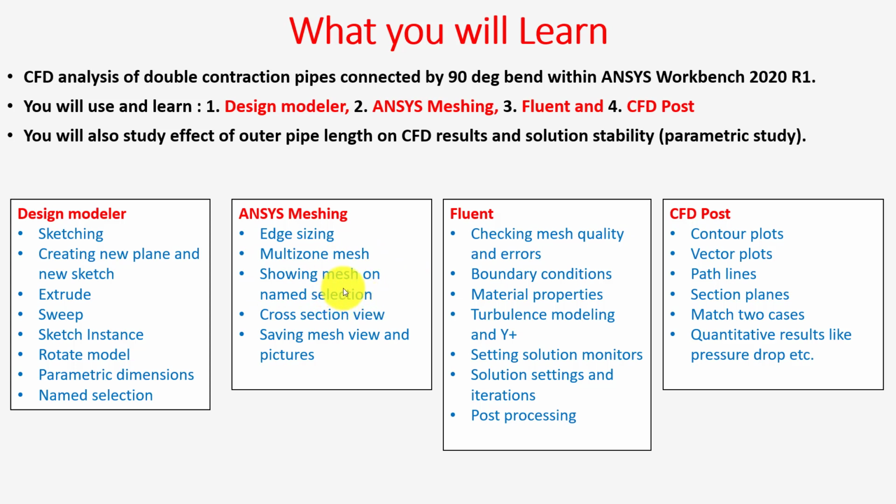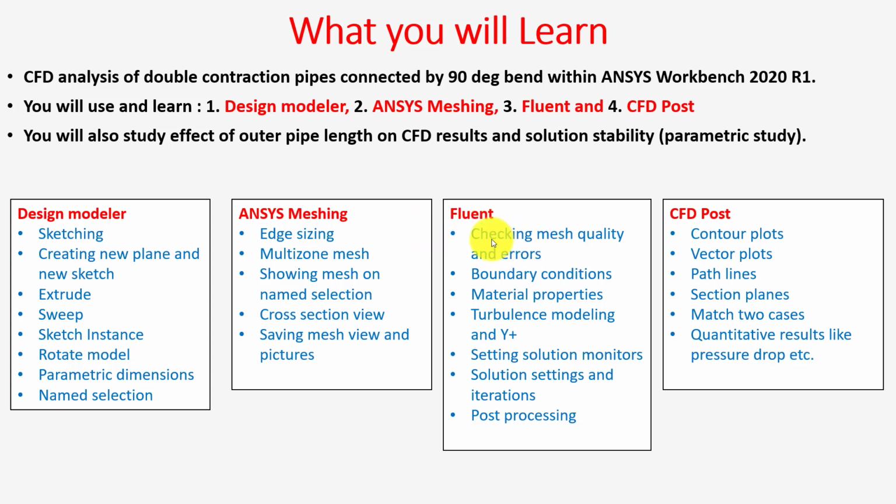because the problem is that when we create a mesh in ANSYS Meshing, we just get the mesh on the whole volume and we cannot see some particular boundaries. So here I will tell you how you can set that up in ANSYS Meshing, and then cross-sectional views and saving mesh views and pictures.